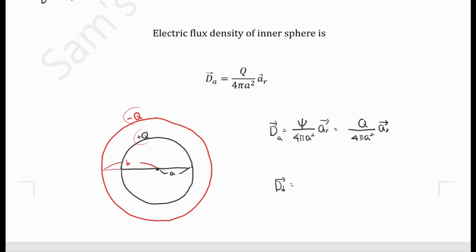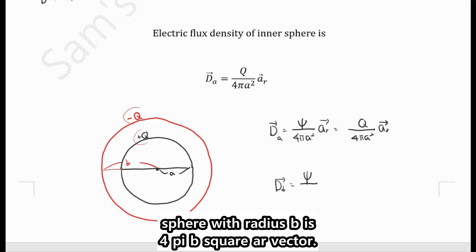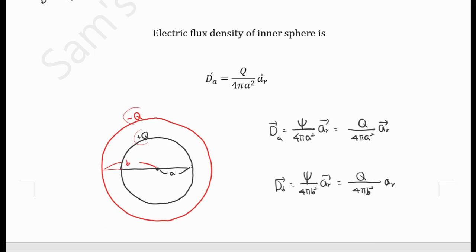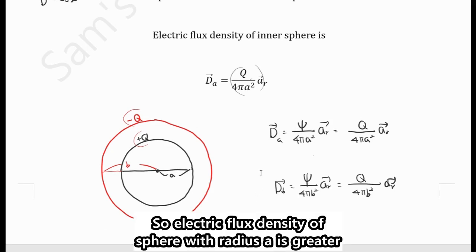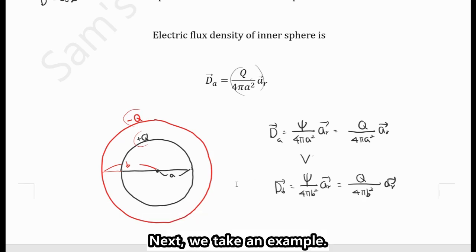D vector is psi over the surface area of the sphere with radius b, which is 4 pi b squared, a_r vector. This is Q over 4 pi b squared a_r vector. This is different. So the electric flux density of the sphere with radius a is greater than the electric flux density of the sphere with radius b. Next, we take an example.